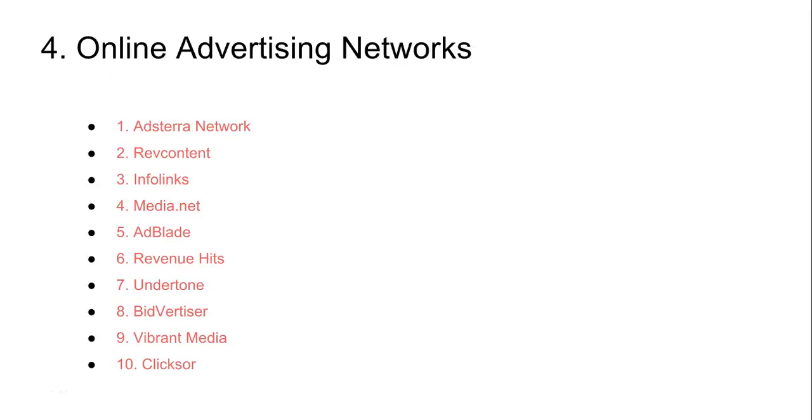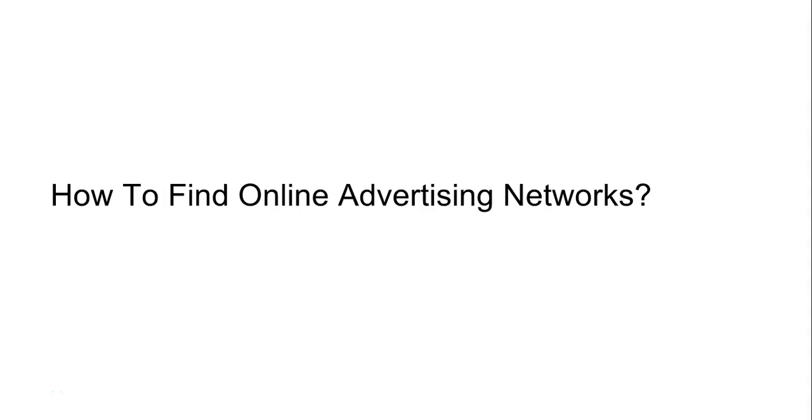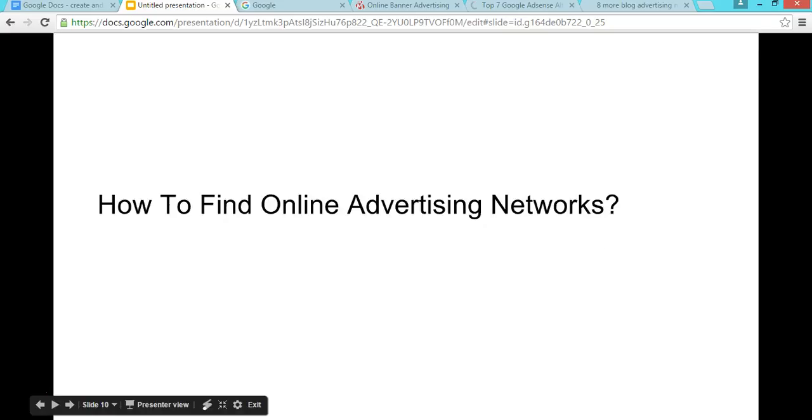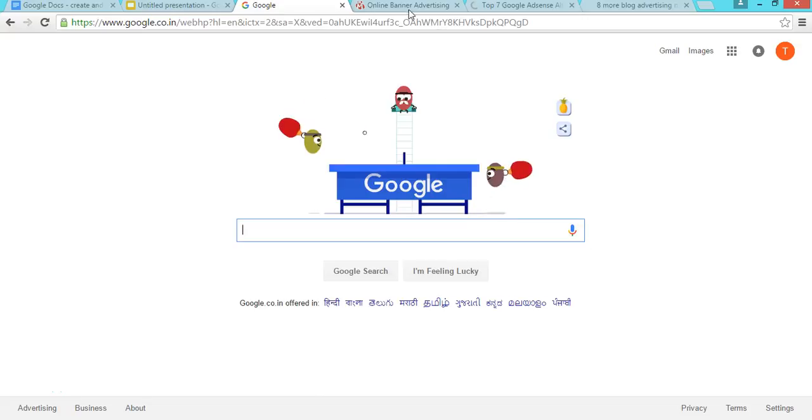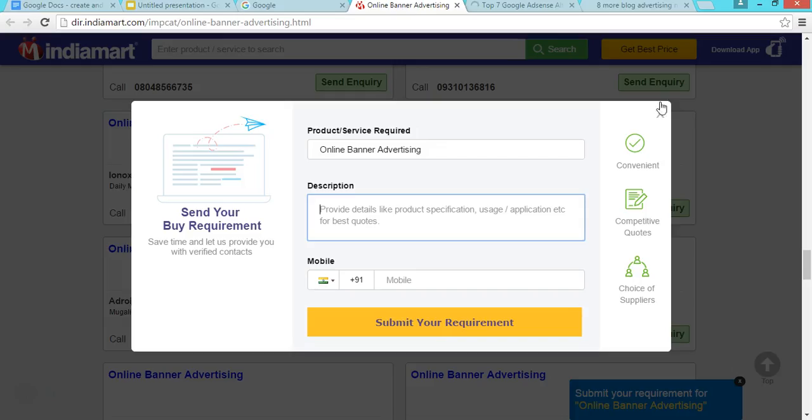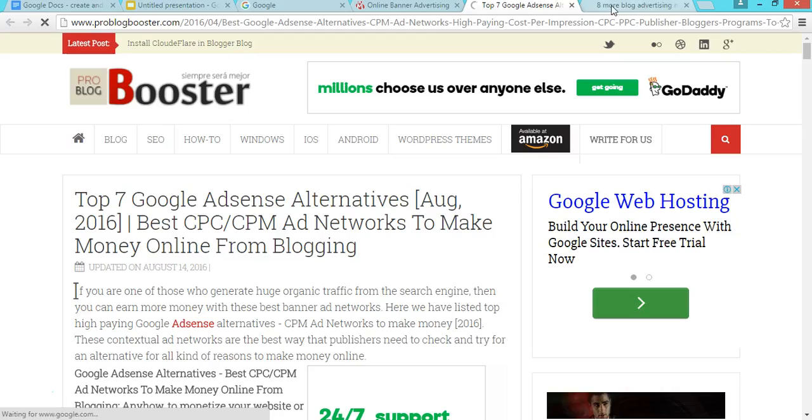But if you want to find more than this, then again you have to go to Google and search for the online advertising networks, and you will find a lot. See, here you can see this is one of the sites in which you can see AdSense alternatives. So these are the CPC or CPM ad networks. So these are basically the advertising networks. So you can also register with them.